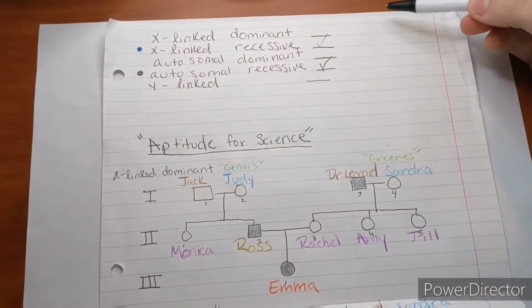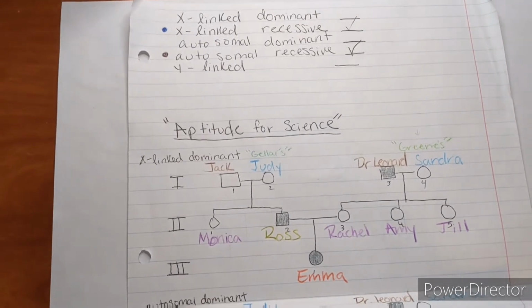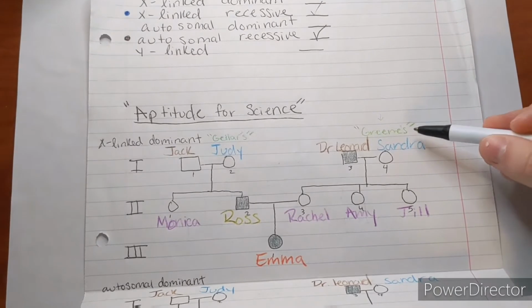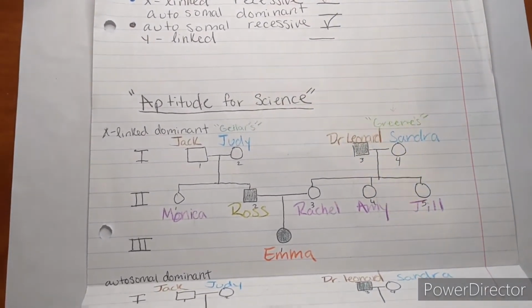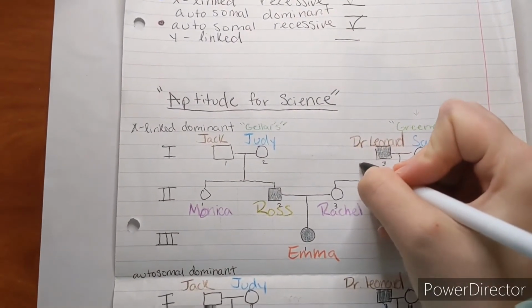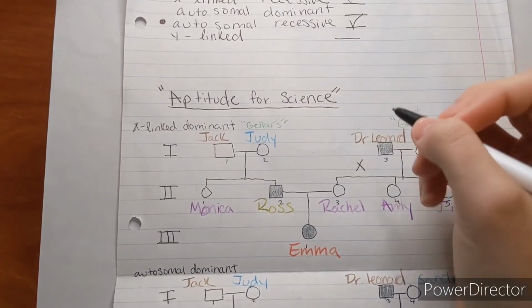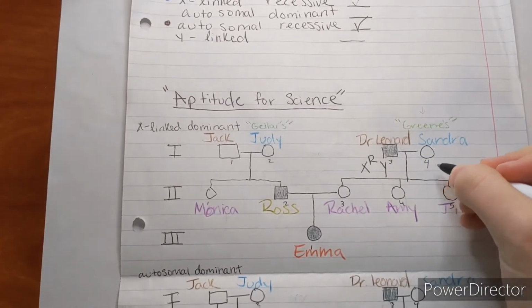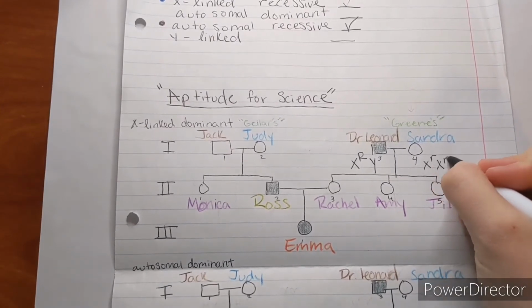We're first going to start with X-linked dominant. X-linked dominant is not consistent with the pedigree because if we look at the green side of the chart, if it was X-linked dominant, then Dr. Leonard Green would have an X, and we're going to use R's. So if it's dominant, the trait, then he would have a capital R and a Y. And Sandra would have X, X, and both little r's.